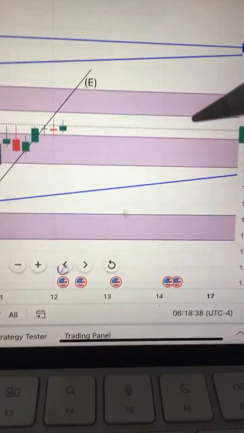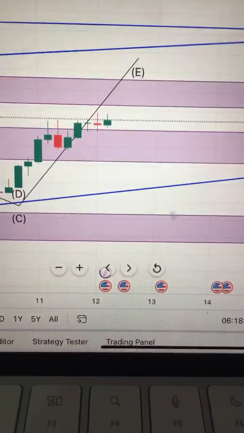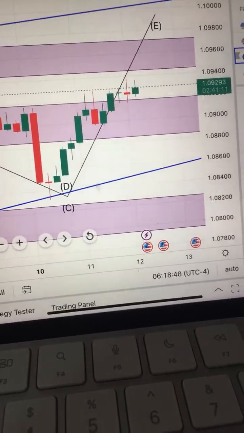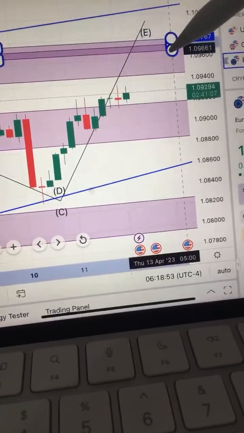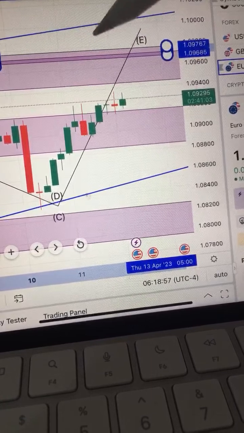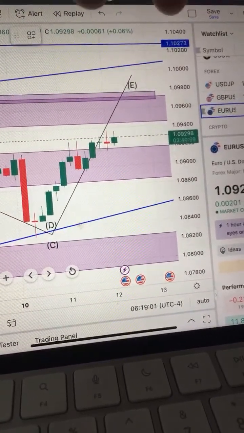Let's check on H4. This is what we have on H4. We can use this as our resistance level for H4, where the price was failing to break.